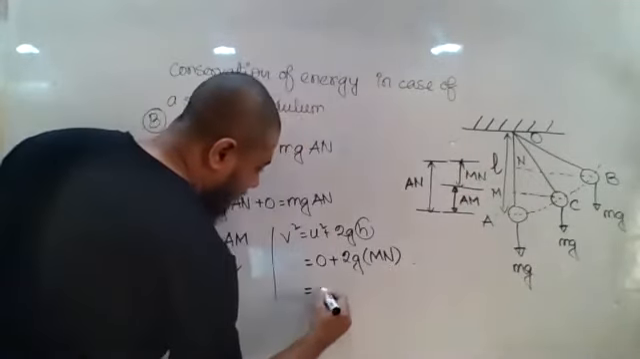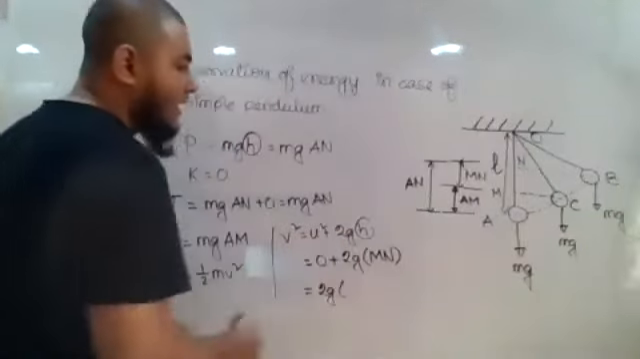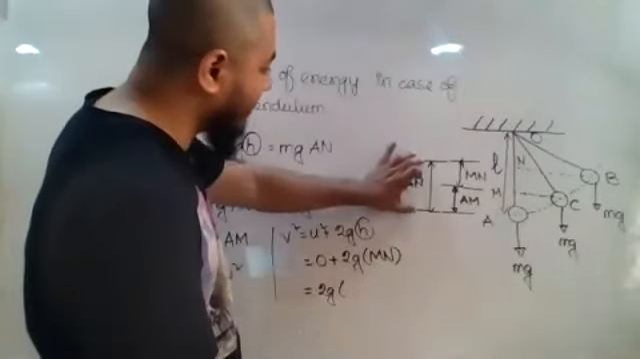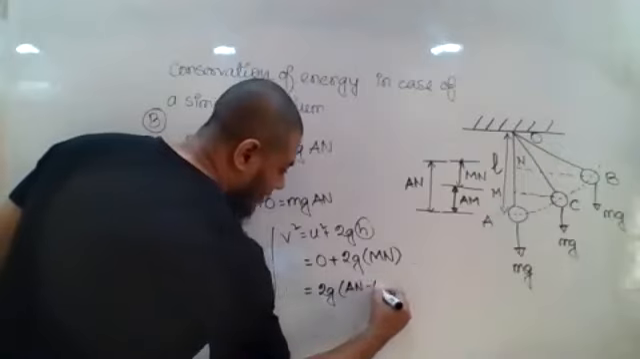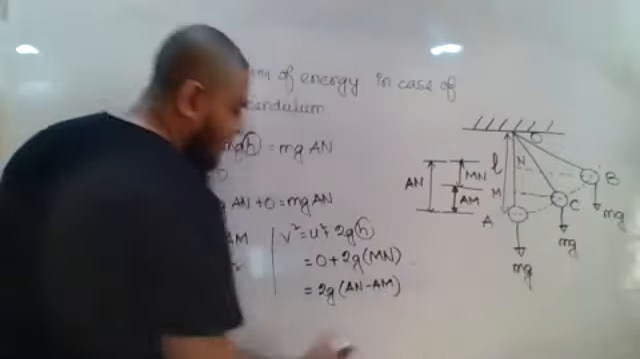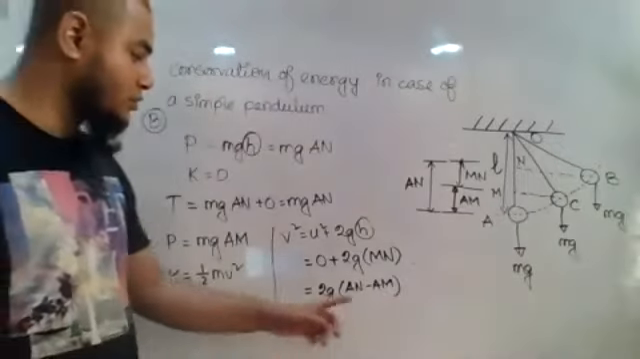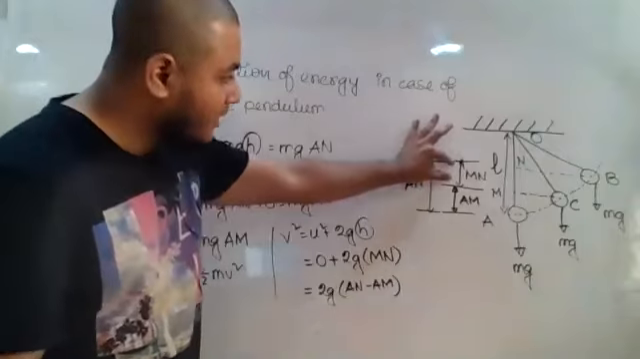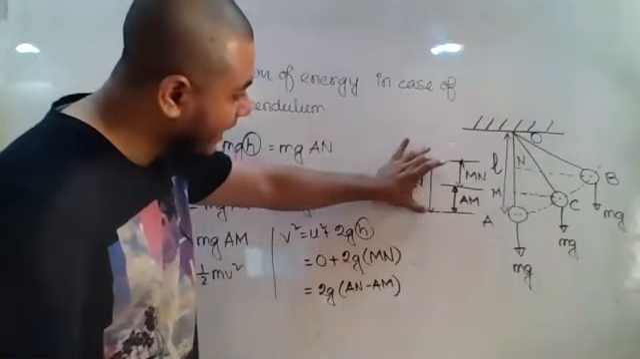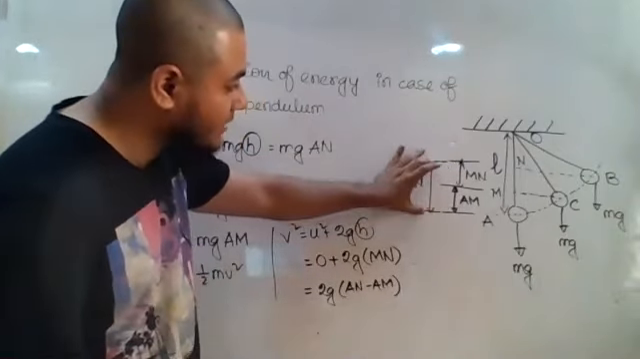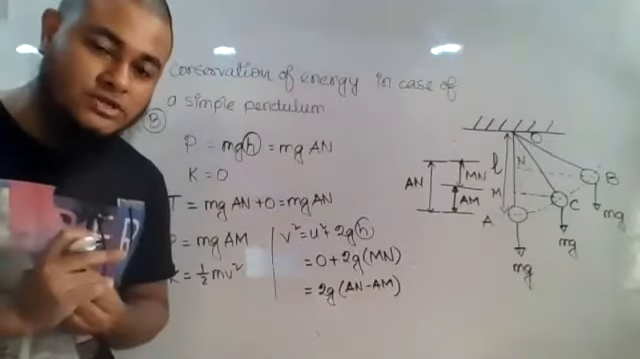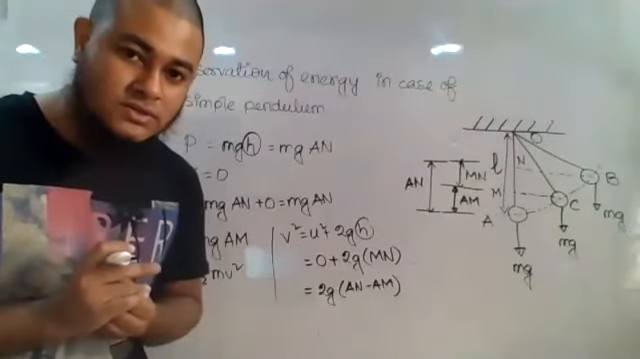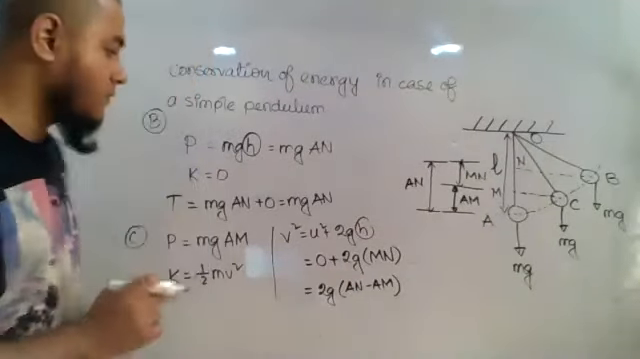Now this MN, can I replace it by AN minus AM? Please let me know, did you understand? This part MN I have represented as AN minus AM. If we subtract AM from AN, then what remains is MN. Anybody have any objection regarding this? No? Okay, great.